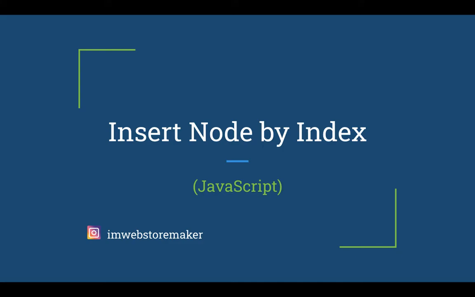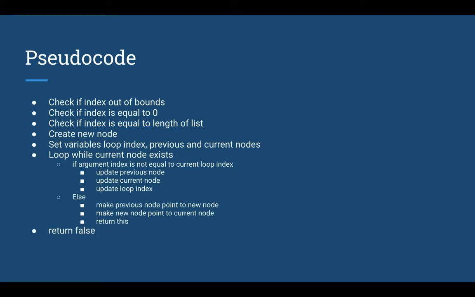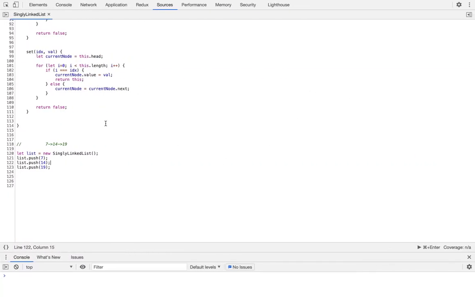In this video, I'm going to show you how to insert a node by its index. I'm going to start off by creating our method, and I'm going to call it insert. Insert will take in two arguments. The first is the index, or the location within our list that we want to insert this new node, and then the second one is the value.